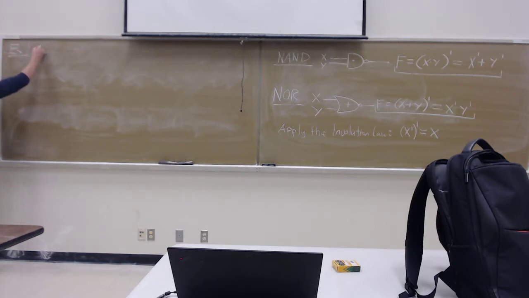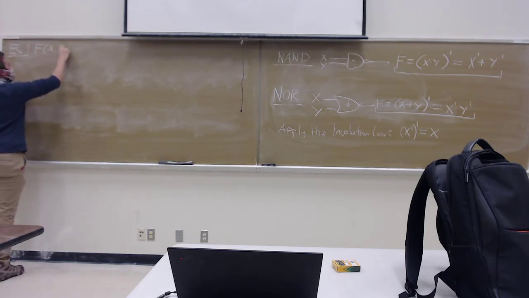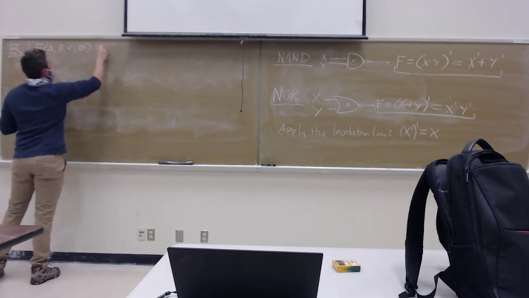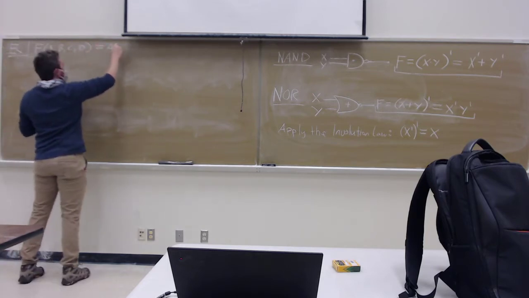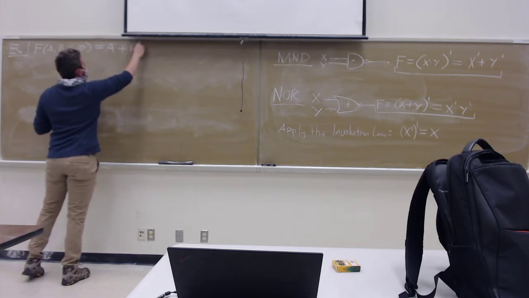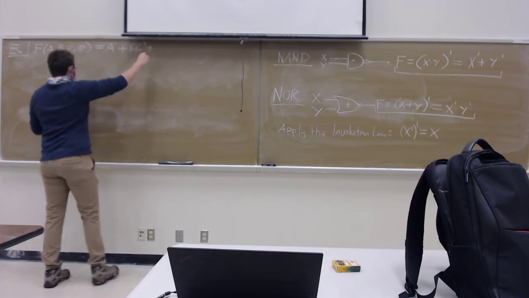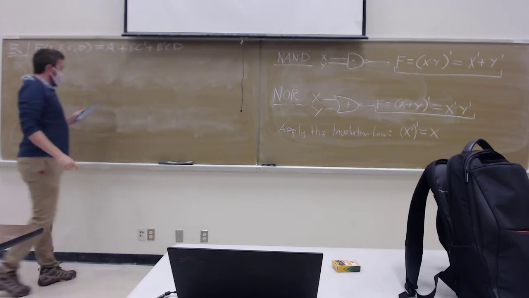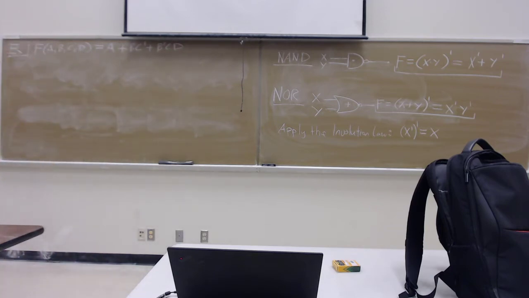So let's say that I've got a function of A, B, C, and D, and it's equal to A or B, C naught, or B naught, C, D. First, let's go ahead and draw the circuit the way it is, in the AND-OR two-level realization.